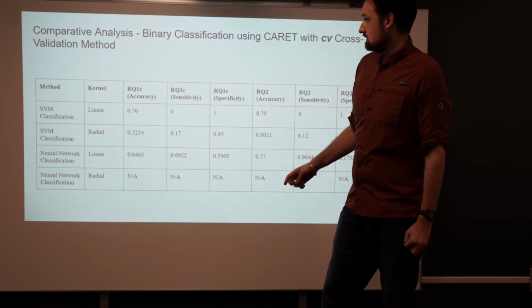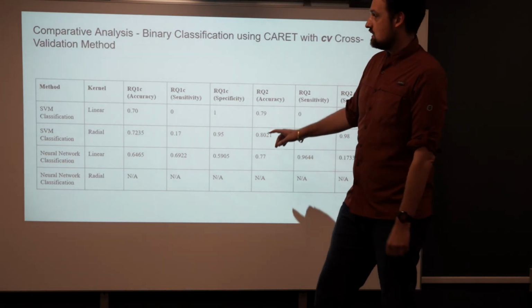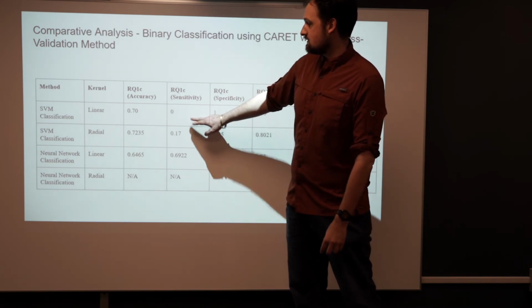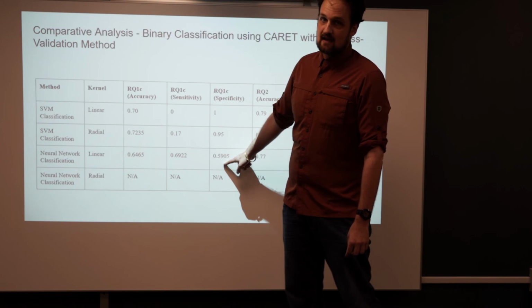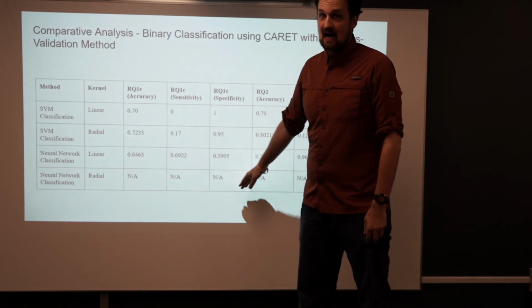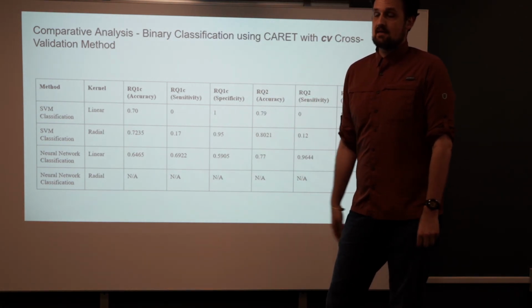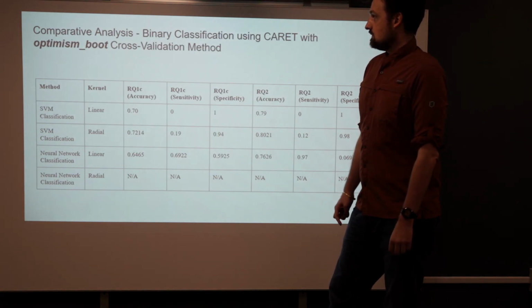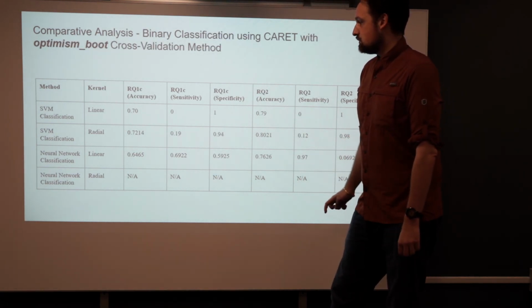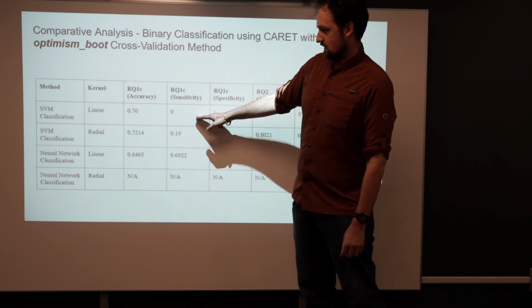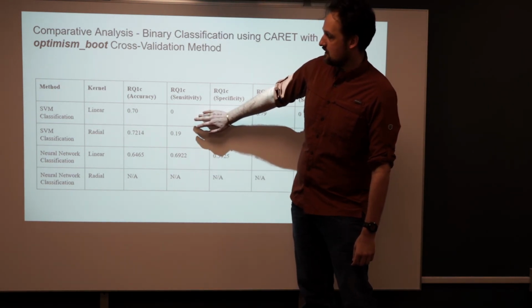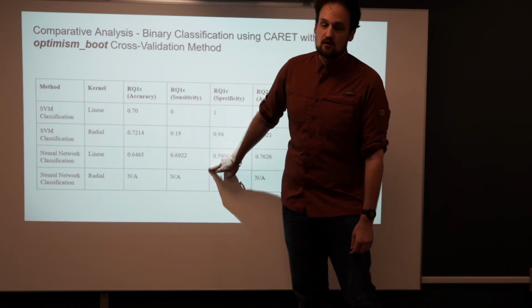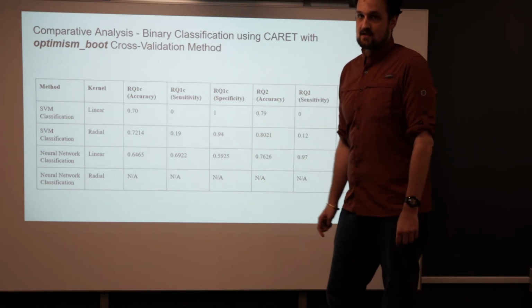And hit next. Similar results here. You again see SVM radial continues to outperform linear, with neural nets falling somewhat behind both SVM methods. Same thing for optimism boot. Radial and linear SVM classification are ahead of neural networks in terms of accuracy, sensitivity, and other factors.